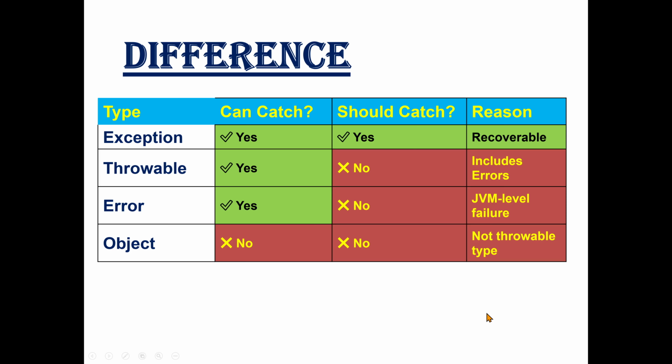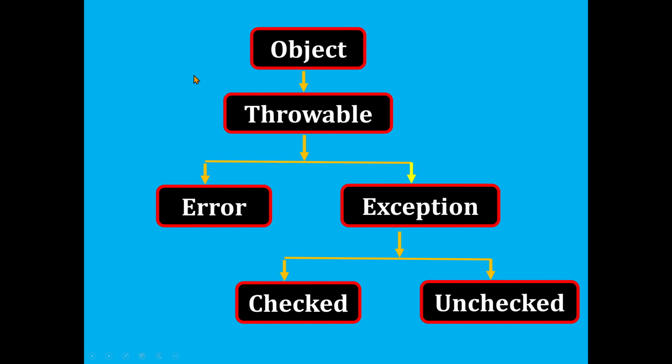Now this is an important table you should keep in mind, so that you can simply figure out which class can be thrown and is recommended to be caught. This is the actual hierarchy we need to keep in mind: Object is at the top, then Throwable, then Error and Exception, and under Exception we have checked and unchecked exceptions.